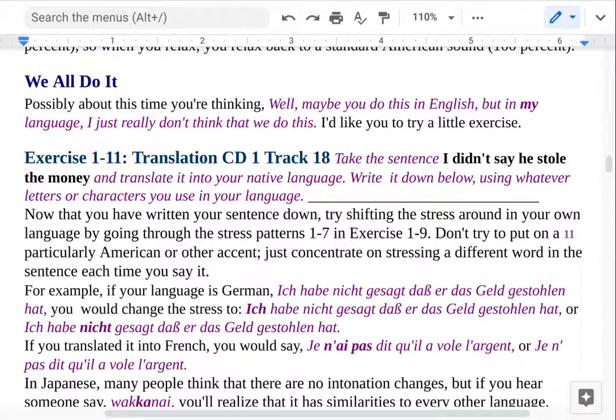In Japanese, many people think there are no intonation changes, but if you hear someone say wakanai, you'll realize that it has similarities to every other language.